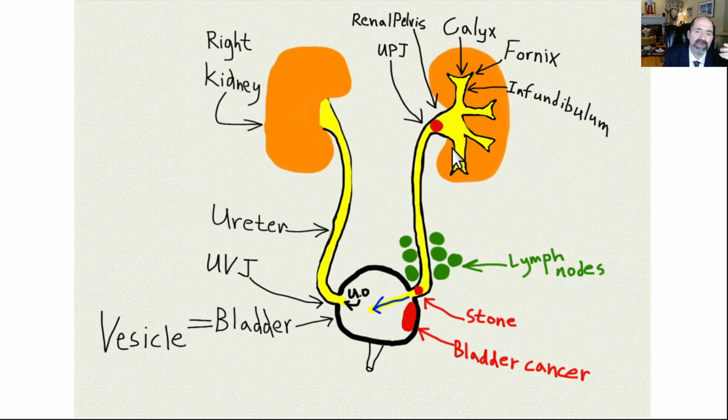All right, here's just a simple example. Let's say the anatomy of the genitourinary system, the renal system. Okay, so here's the kidney, here's the ureter, where the urine passes from the kidney down to the urinary bladder. And so that's the simplest thing anybody should know.